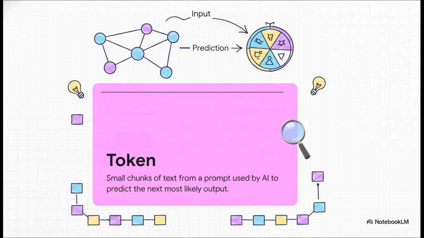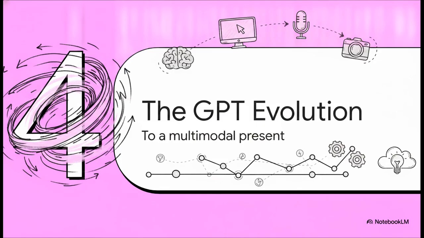Relying on all that pre-training from the open internet, its neural network acts like rolling a set of weighted dice to predict what token should logically come next. It's essentially predicting the next most likely chunk of text, over and over and over again, to form a coherent response. Section 4. The GPT evolution from 2018 to the multimodal present.